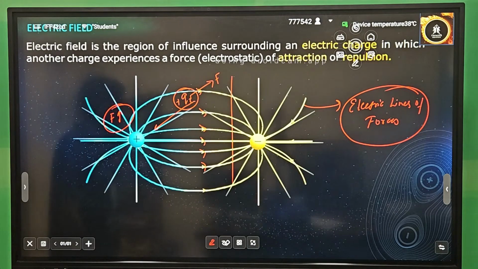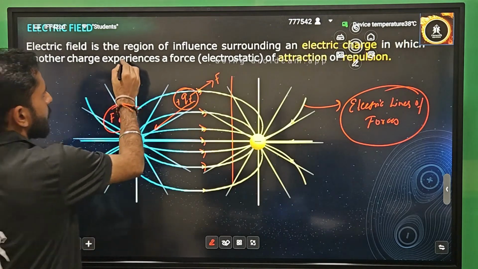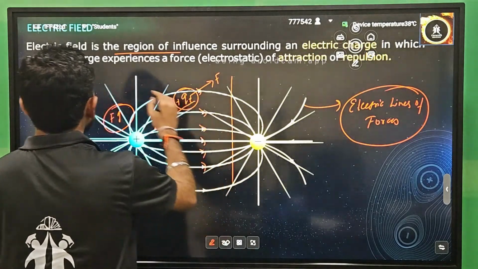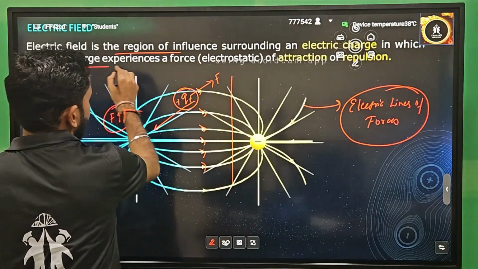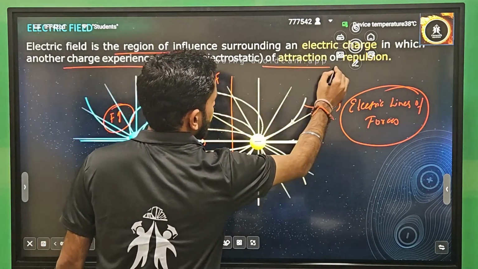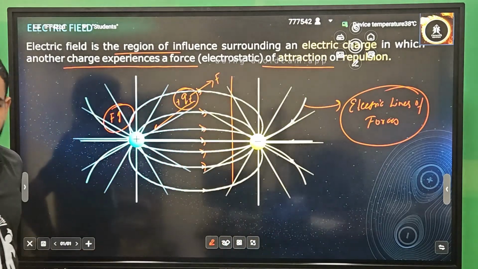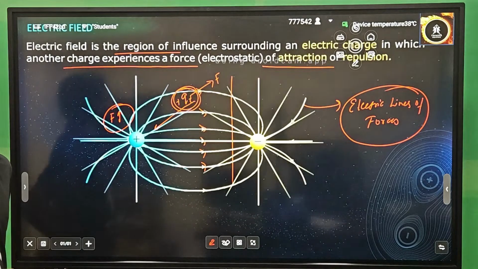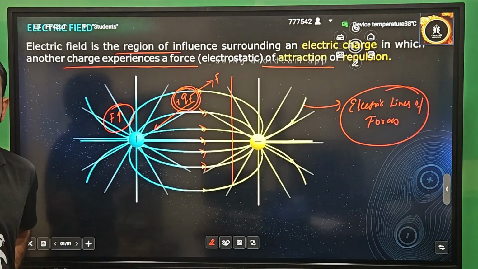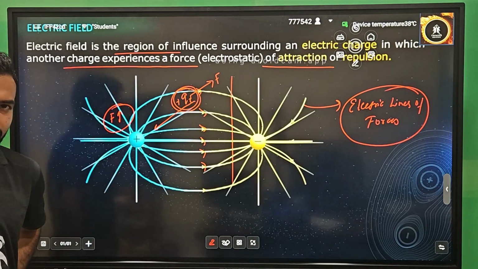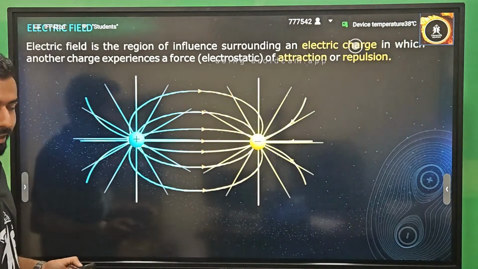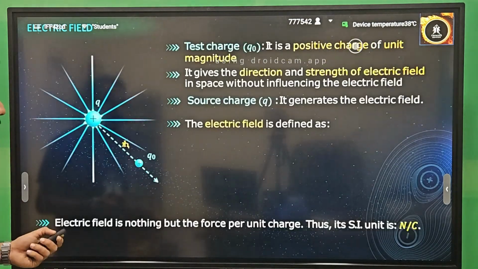If I am talking about the electric field definition, I have told you it is a region around an electric charge in which any other charge experiences a force of attraction or repulsion. It is a region in which if you introduce any other charge, like we have introduced a test charge, it will experience an electrostatic force. Now it depends, either it will be attractive, or it will be repulsive. Okay, I will also tell you how to predict the directions easily.